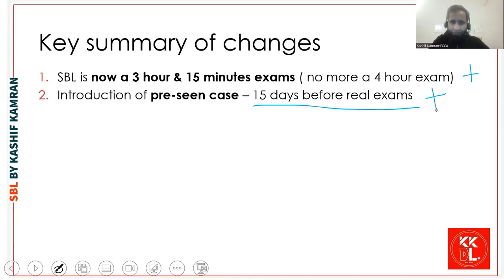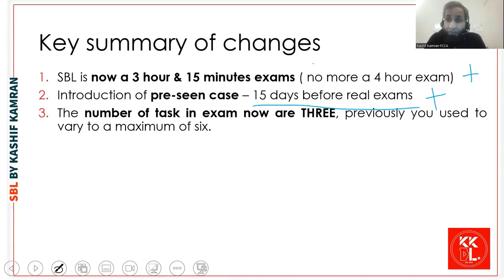Okay, great. Thank you. Next. The number of tasks, the number of requirements, right? The requirements in SBL are known as tasks, right? So the number of tasks in the exam is now 3. Previously, it used to vary from a minimum to a maximum of 6. Now you just have 3 requirements: task 1, task 2, task 3. Before, it used to be 5 and 6, maximum 6.